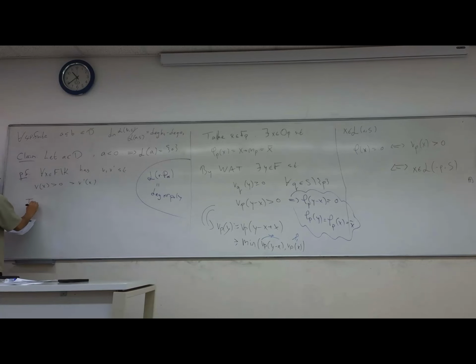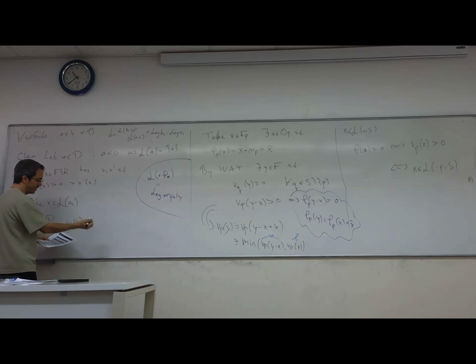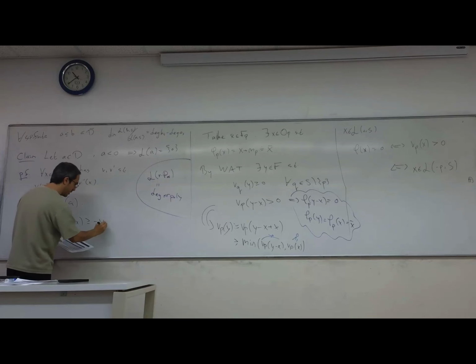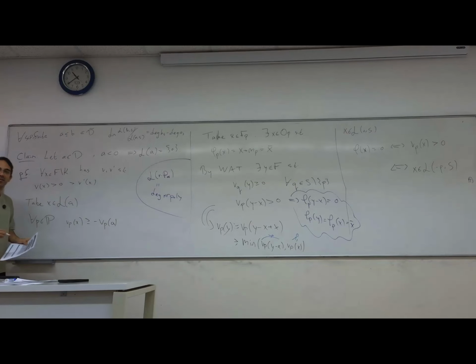So now let's take x in L_A. I want to prove there's nothing there. I want to prove x is 0. So what do I know? I know that for every p in P, by definition, v_p of x plus v_p of A is at least 0, but I'll just move it around like that. That's the definition.